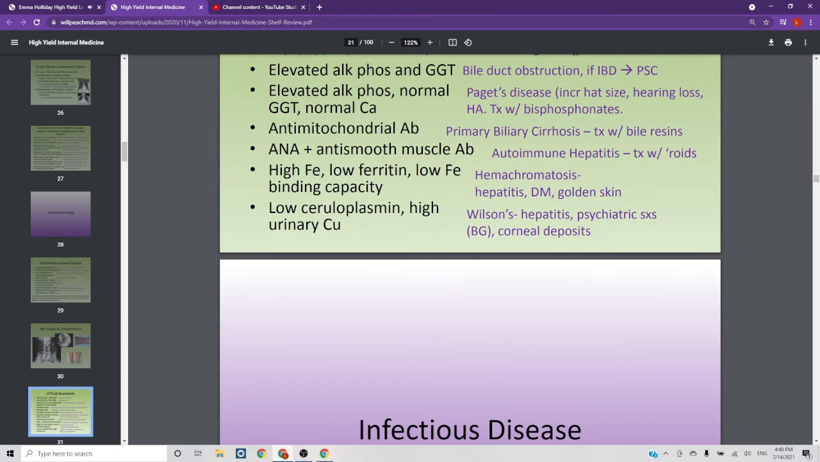And what if the ceruloplasmin is low and the urinary copper excretion is high? Yes, Wilson's. So these patients have hepatitis. They might also have some psychiatric symptoms, mainly because the copper likes to deposit in the basal ganglia. And then you can see those common Kayser-Fleischer rings in the cornea.